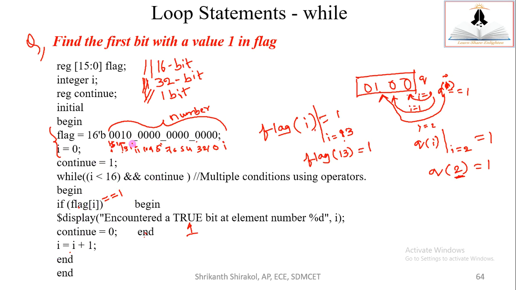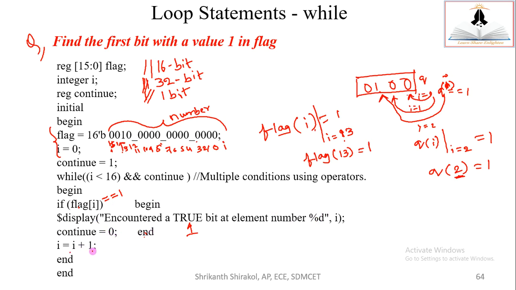Once 12 is done, 13 comes. When 13 comes, it is still within the range, and continue is still 1. Flag of 13 is 1, so now this statement gets executed: encountered a true bit at the element number %d. %d is I, which means 13, so 13 will be displayed. So continue is set to 0, and once it is set to 0, it will come out of the loop.